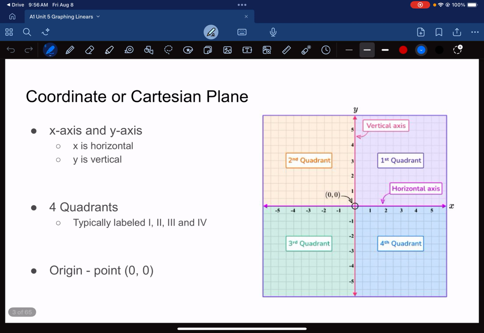So the coordinate plane is also called the Cartesian plane, and it has two axes. The x-axis is the horizontal, and the y-axis is the vertical. Hopefully you're familiar with that. Those two lines then intersect at right angles, and they form these four quadrants, and they're typically called quadrant 1, 2, 3, and 4, and they're often written with these Roman numerals, as you see there, looks like capital I's and the IV.